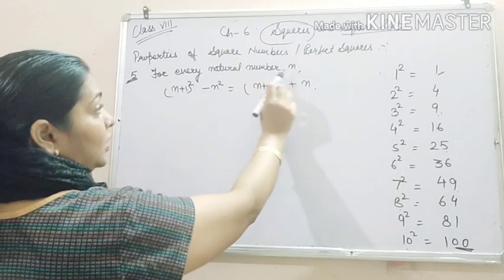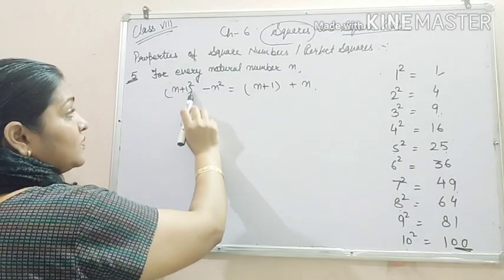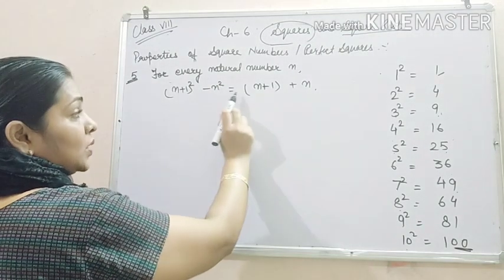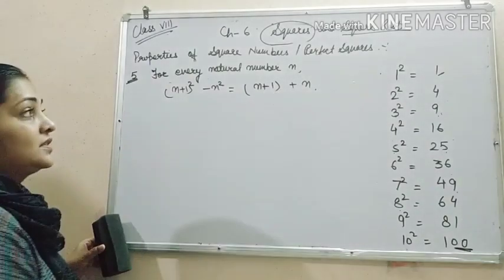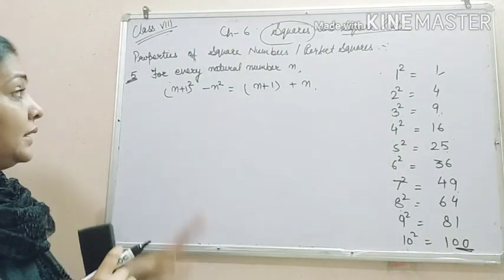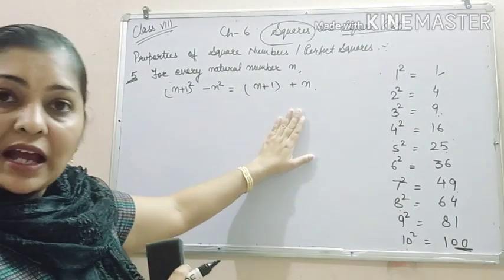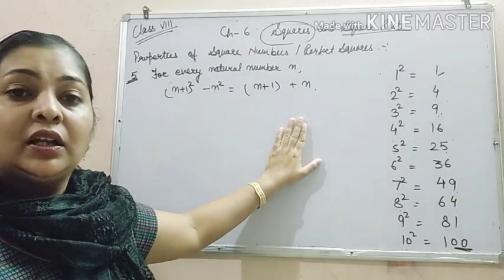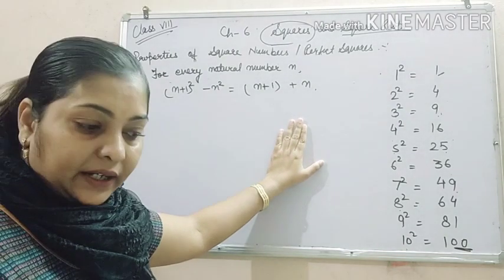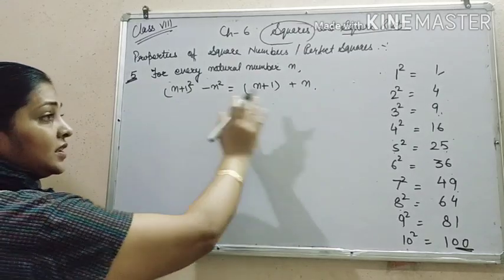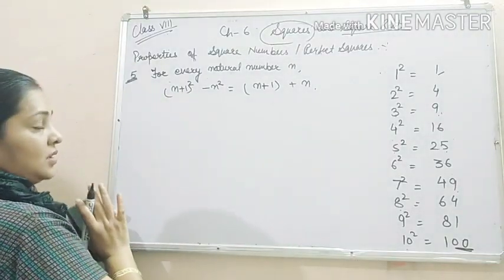For every natural number n, (n plus 1) square minus n square is equal to n plus 1 plus n. The derivation of this formula I will tell you when we do algebraic identities. But how it works, that I will tell you just now.